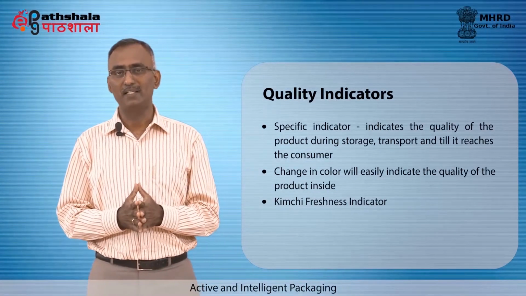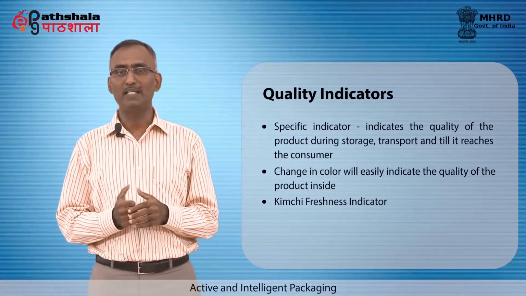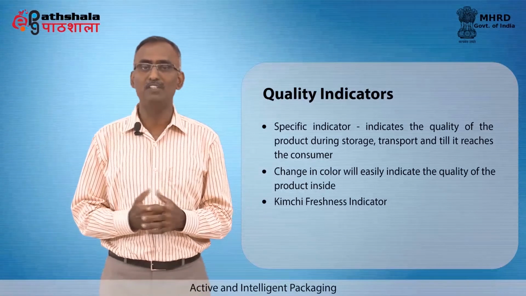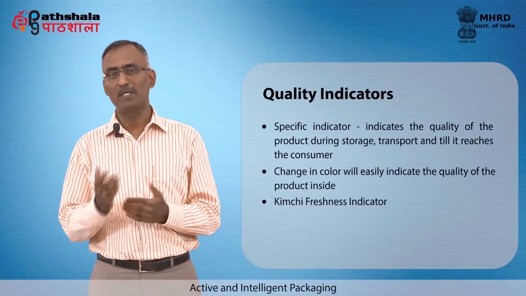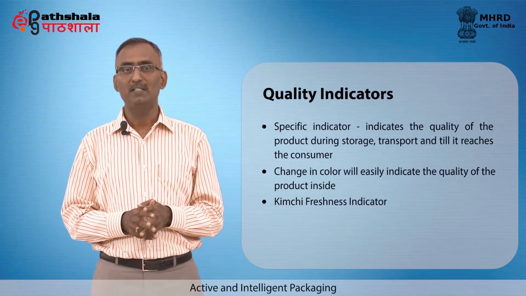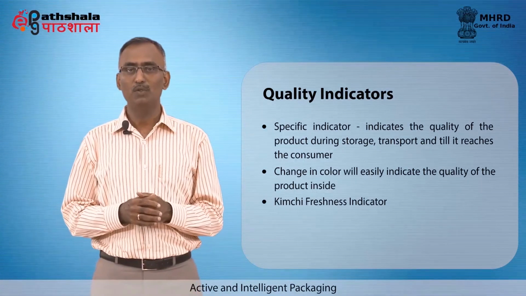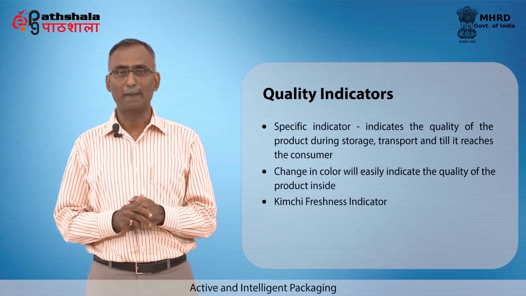Kimchi freshness indicator is an example of this type of indicator developed in Korea to identify the freshness of kimchi, a traditional fermented vegetable food. When kimchi is fermented to pH 4.2 and titratable acidity of 0.6 to 0.8%, the flavor, taste and texture will be optimal. During the supply chain, the quality of the product can be identified by the color indicator.